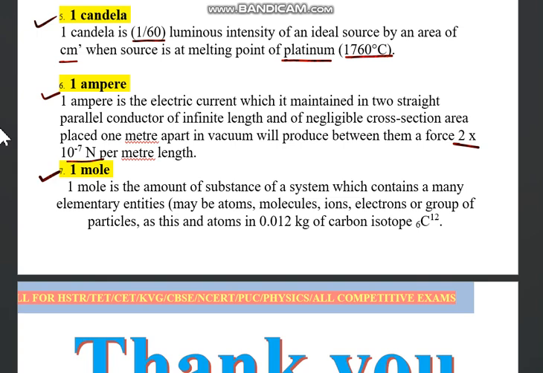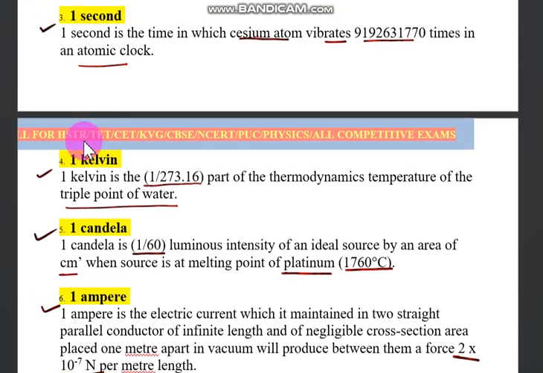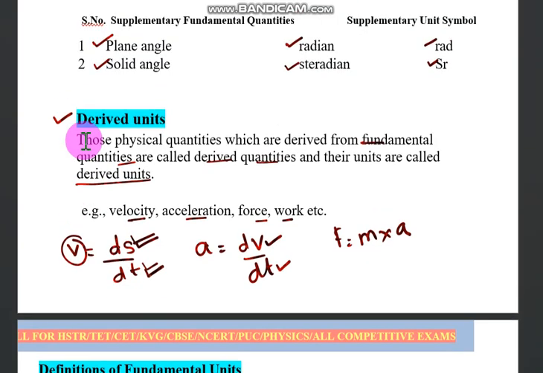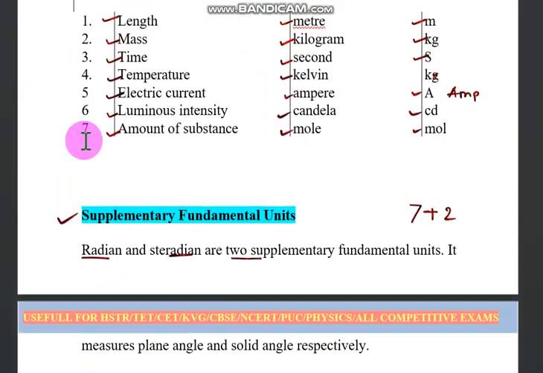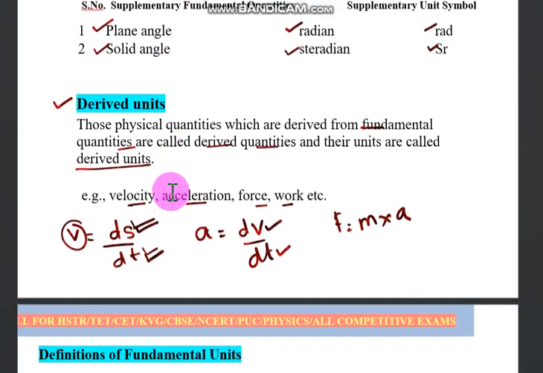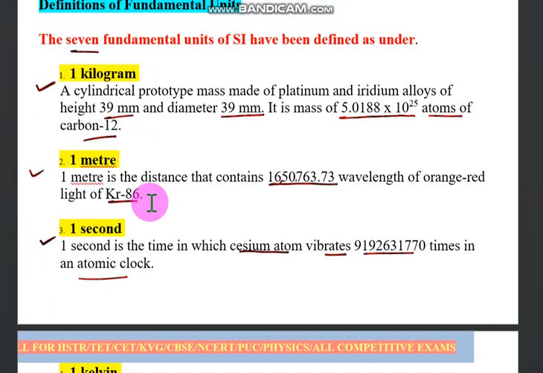1 mole. 1 mole is the amount of substance of a system which contains as many elementary entities, maybe atoms, molecules, ions, electrons or groups of particles, as there are atoms in 0.012 kg of carbon isotope, 6C12. So in this lecture, we covered fundamental units, derived units, and the exact meaning of these seven fundamental units and supplementary units. You just have to revise this, and the remaining part we will see in our next lecture, units and measurement part 2.